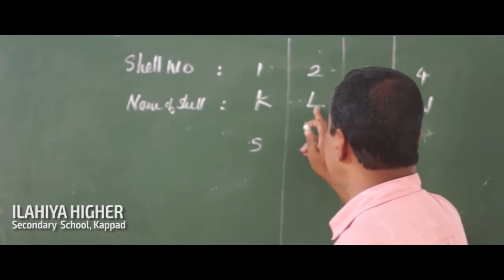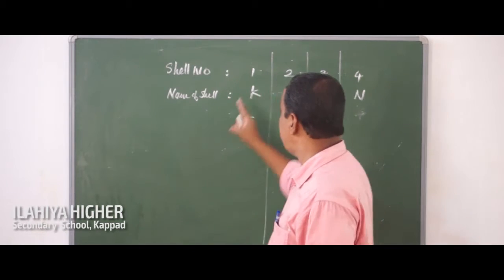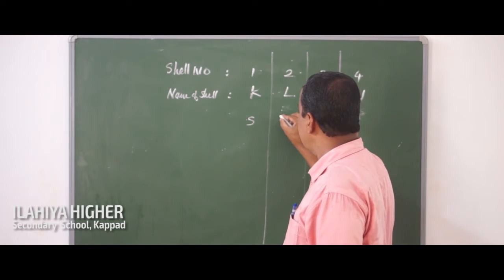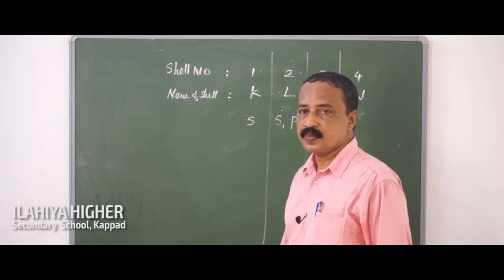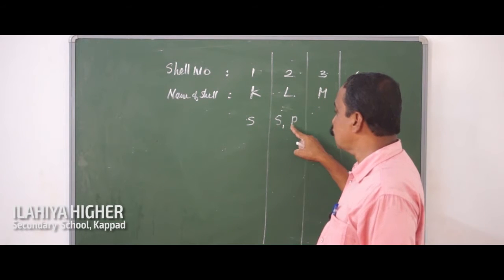The second shell is the L shell. It contains two subshells. First one S, second P. So the second shell, L shell, has two subshells here.